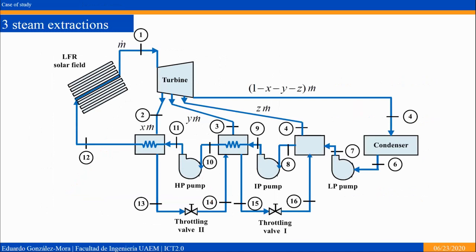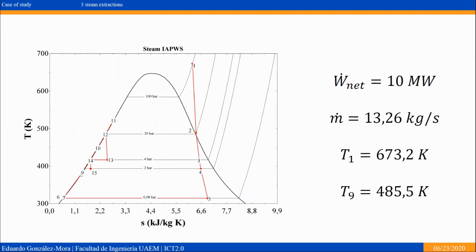For the three steam extraction, we have included another closed feed water heater. So now we are adding another degree of freedom that must be determined, as has been done in the case of the 2 steam extraction. Now in this case, the pressure extraction points are at 4 and 2 bars. Again, to get the 10 megawatts output, a flux of 13.26 kilograms per second is needed, and the temperatures for high and low condition in the heat engine are 672 and 485 Kelvin.